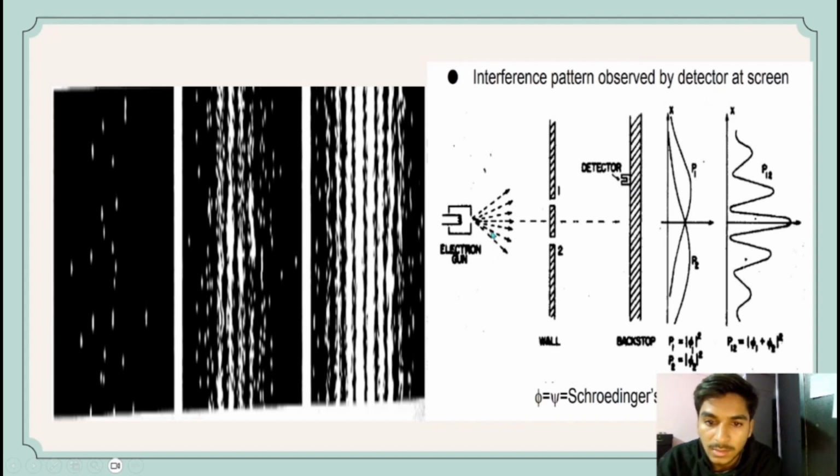The electron gun is similar to a photon emitter. Now we will emit photons through slit 1 and slit 2. The detector will detect the interference strips at the backstop, and the probabilities P1 and P2 will be counted.